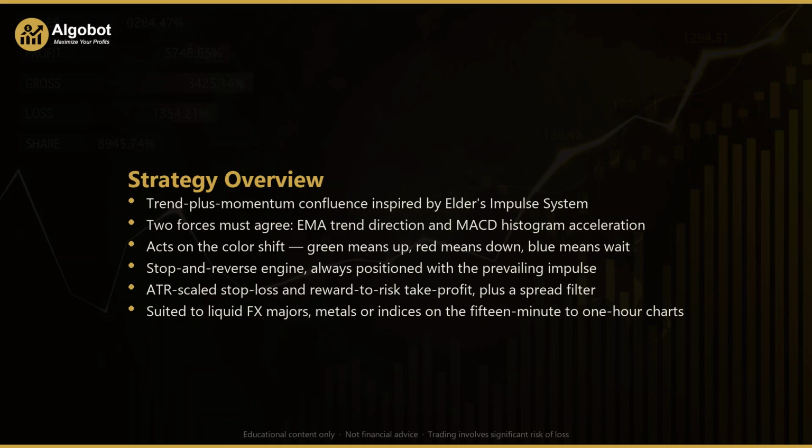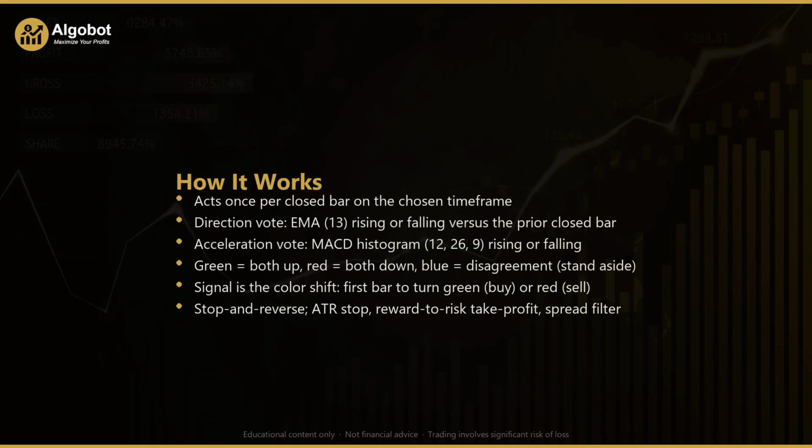A spread filter helps avoid entries when trading costs are unusually high. This kind of approach is generally suited to liquid instruments, major currency pairs, metals, or indices, on the 15-minute through 1-hour time frames, where trend legs are long enough for a dual filter to be meaningful. As always, this is educational information only, not financial advice, and trading carries a real risk of loss. Let's break down the mechanics step by step.